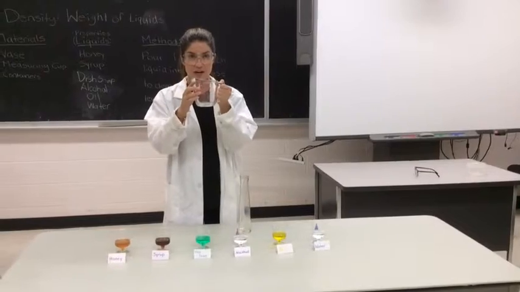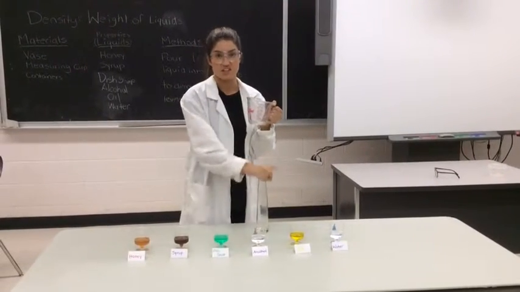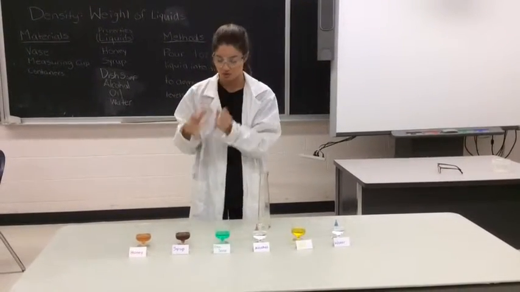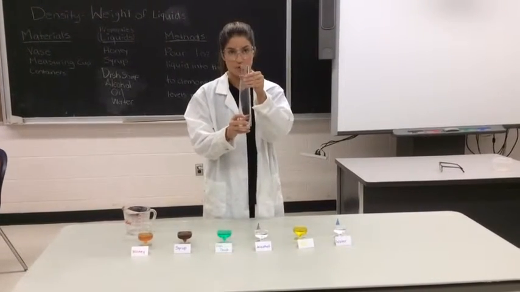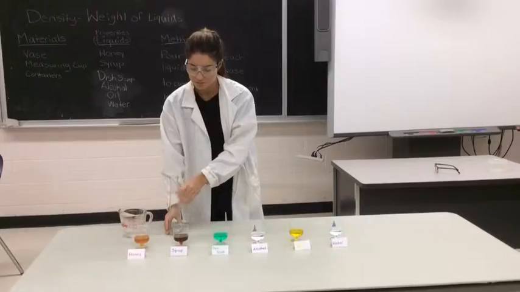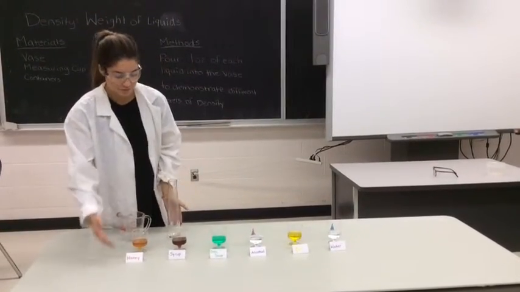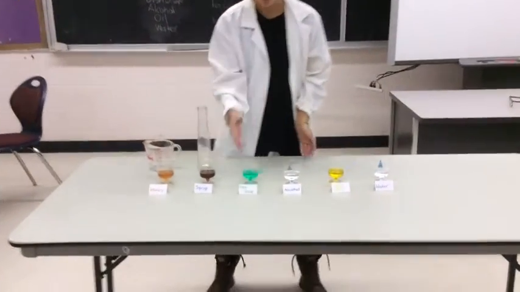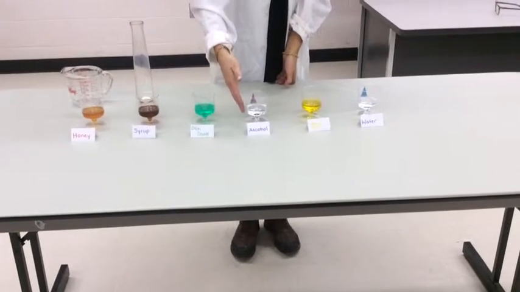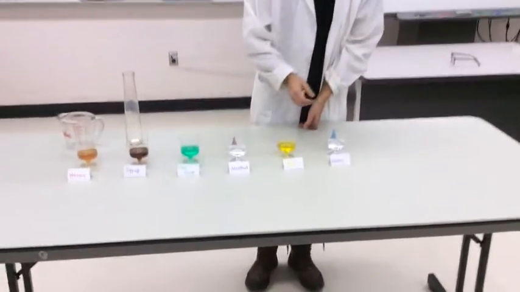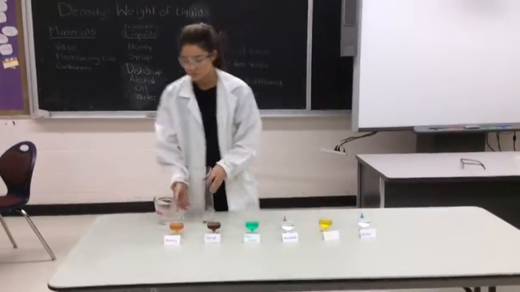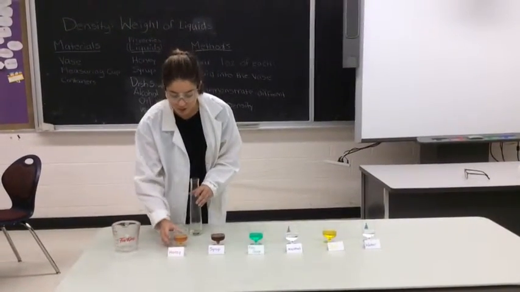Here's the measuring cup that I have already poured 1 ounce of each liquid into to measure. This is the vase that each liquid will be going into. This is our honey, our syrup, our dish soap, our alcohol, our oil, and our water. We're going to be starting with our honey.